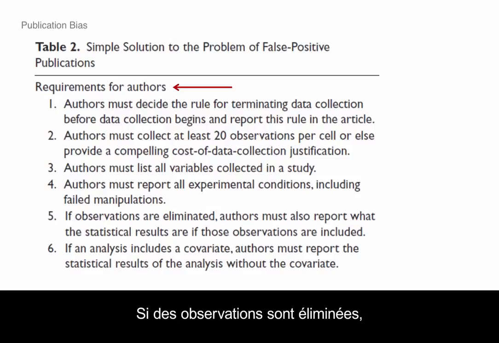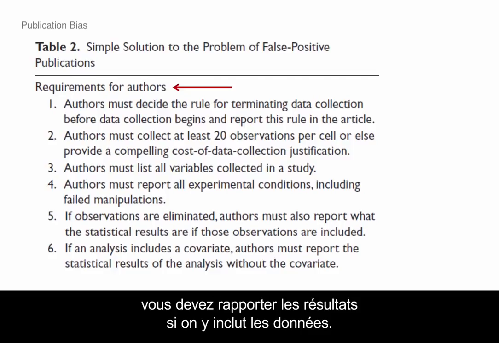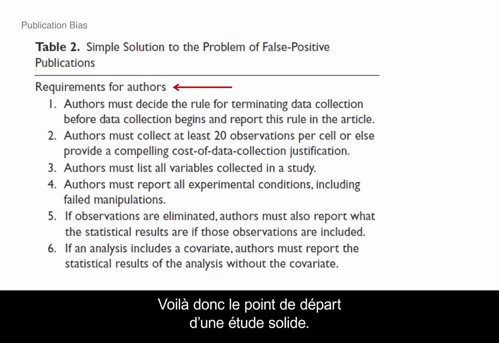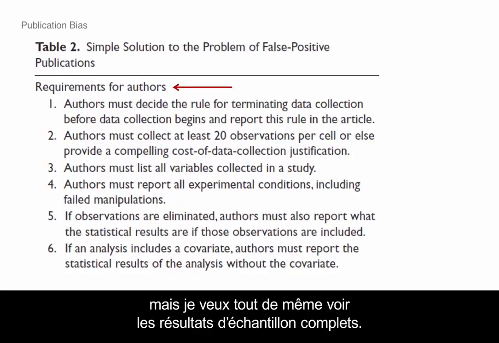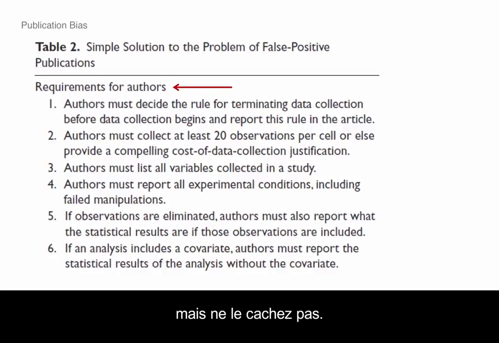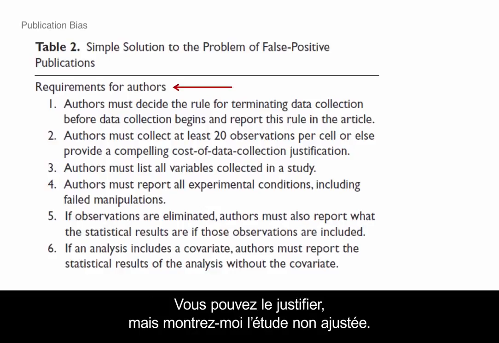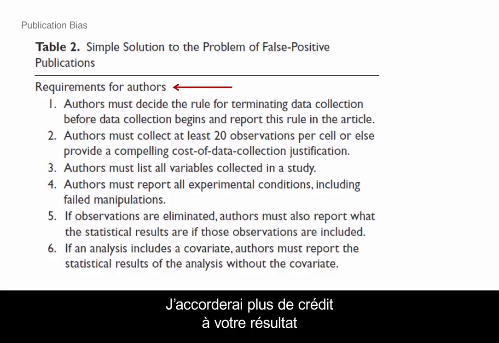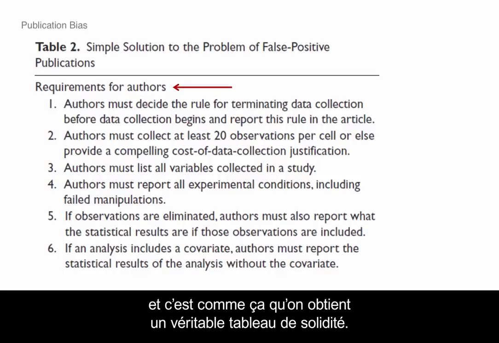If observations are eliminated, if they're outliers or for some other reason, you have to report what the results are if you include the data. So this is the beginning of their robustness. If you start dropping data, you may have a good reason for doing so, but I still want to see the full sample results. Yes, you can argue and make the case for dropping them, but don't hide it. And again, same exact thing. If you run an analysis with a covariate, I want to see the unadjusted analysis. And again, there may be very good reasons for having the covariate. You make that case, but I want to see the unadjusted one. And I'm going to believe your result a lot more if it holds in both cases. And that's what a robustness table really is.